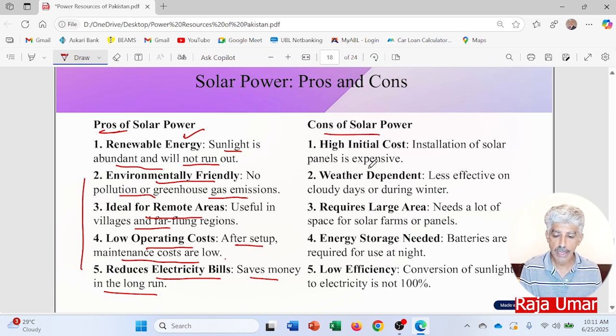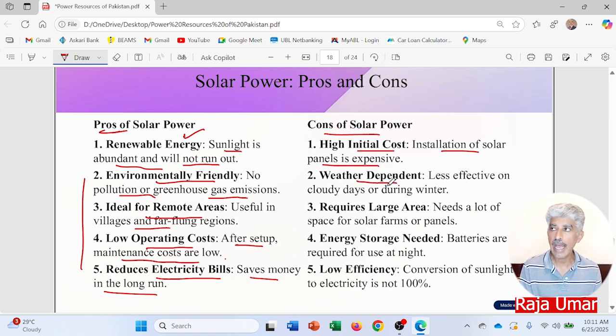So now the cons, that is the negatives. High initial cost: you need a lot of money to install the solar panels. For example, if you are installing about 10 kilowatts of solar panels on your rooftop, you might be spending about 1.3 million rupees these days, and that would be a big expense. And this 1.3 million rupees is without battery. If you install batteries, then the cost may rise up to 1.7 million. So installation of solar panels is quite expensive.